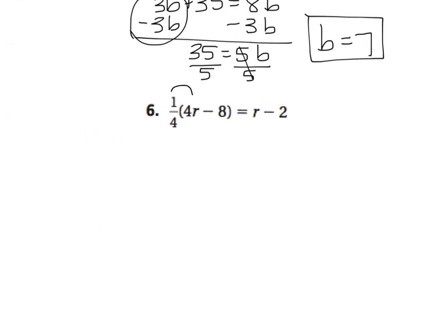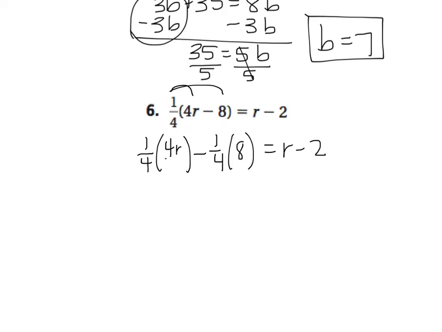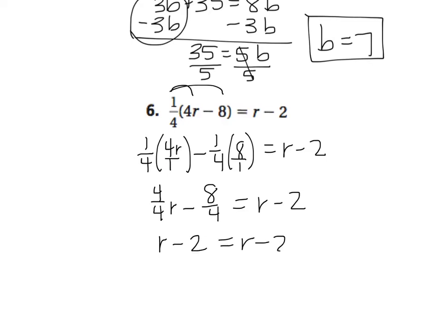The next one I've got to distribute. I have to do 1/4 times 4r minus 1/4 times 8 equals r minus 2. I'm going to turn them both into fractions. That gives me 4 over 4r minus 8 over 4 equals r minus 2. That leaves us with 1r minus 2 equaling r minus 2. You'll notice that both sides are the same, so we end up with an infinite number of solutions.